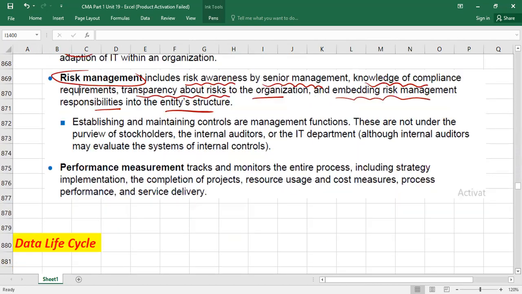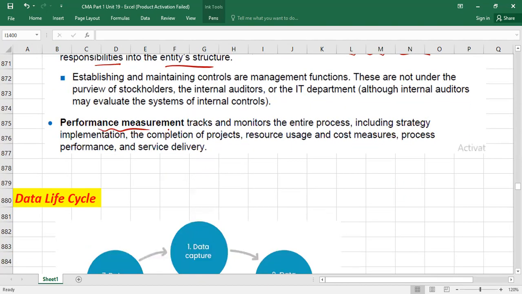Then, guys, performance measurement. Obviously, you also need to track. Being a board, you need to track and monitor the entire process, like whether people are following it, including strategy implementation, completion of projects on time, resource usage in an optimal way, cost measures, whether you are saving cost, process performance and service delivery. You need to measure all these things. This is called performance measurement. So these are called IT governance focus areas.